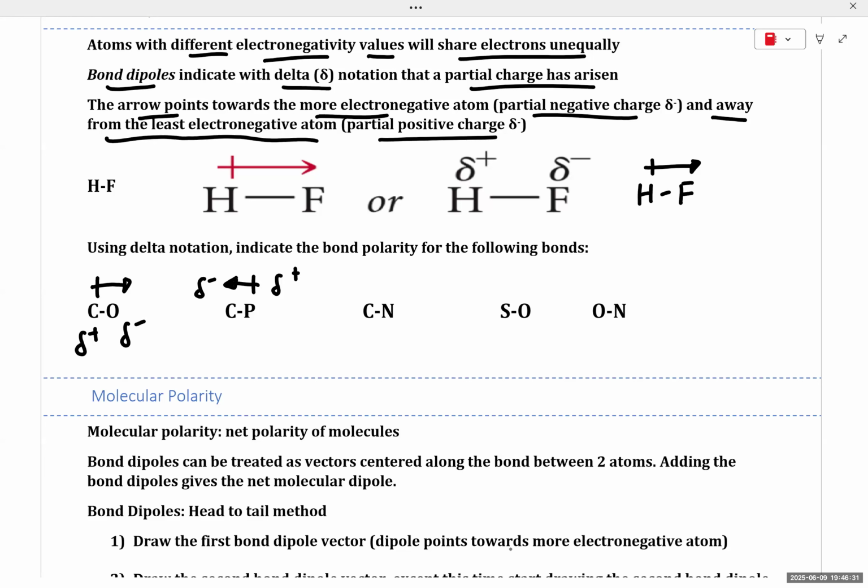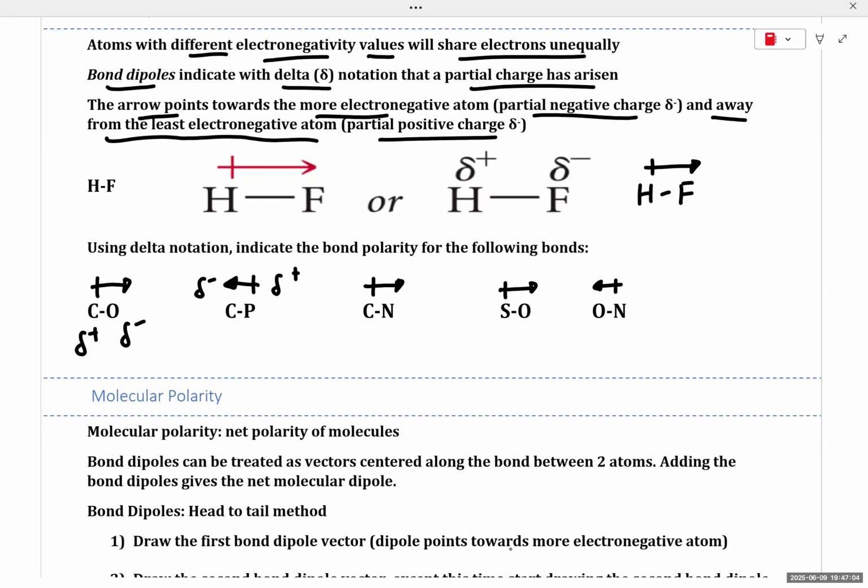Okay, so looking at the carbon-nitrogen bond, nitrogen is by far more electronegative. Looking at the sulfur-oxygen bond, if we compare sulfur and oxygen, oxygen is higher up on the periodic table, it's more electronegative, so we'll draw our bond dipole pointing towards oxygen. Comparing oxygen and nitrogen, oxygen is farther to the right on the periodic table, so the bond dipole will point towards oxygen.